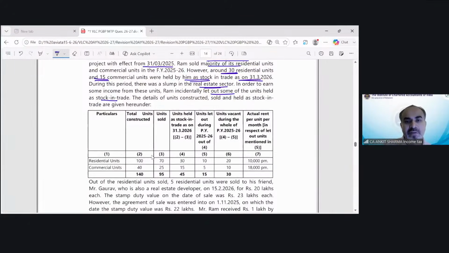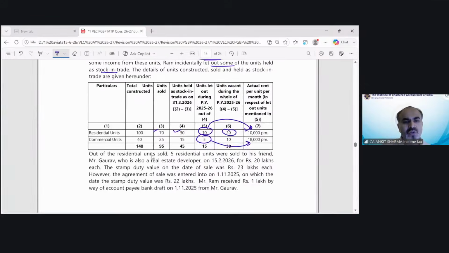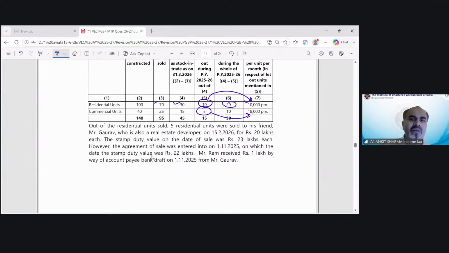100 units, 70 sold, held as stock in trade, let out 10. Vacant during the whole of the year are 20, and the let out rent is 10,000 rupees per month. Commercial 5, rent is 18,000 per month. So now the question is asking where the income from the let out properties, the 10 and 5, needs to be taxed. So what is your answer, students?